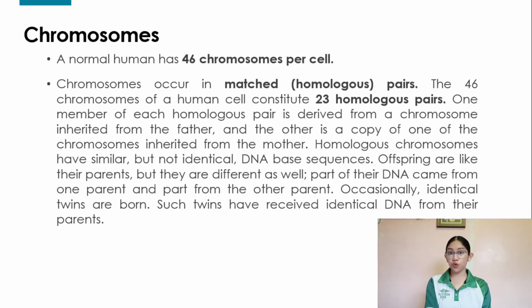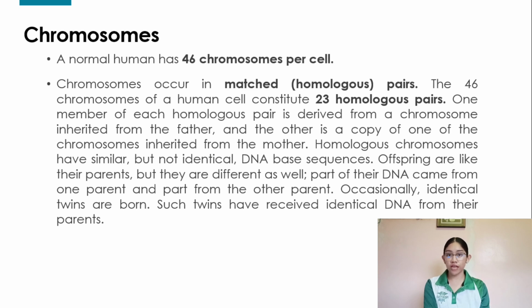Now, just for a quick review, kay kabalo ko nga na-discuss na sa inyo in previous years, a normal human has 46 chromosomes per cell. Chromosomes occur in matched or homologous pairs. The 46 chromosomes of a human cell constitute 23 homologous pairs. One member of each homologous pair is derived from a chromosome inherited from the father, and the other is a copy of one of the chromosomes inherited from the mother.